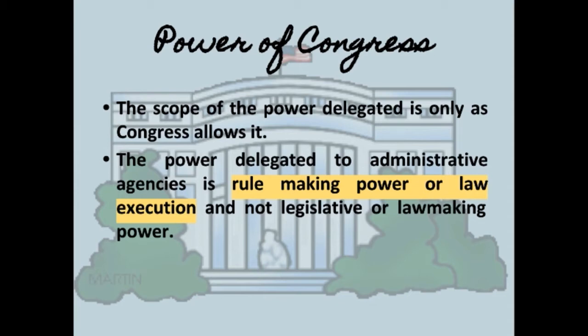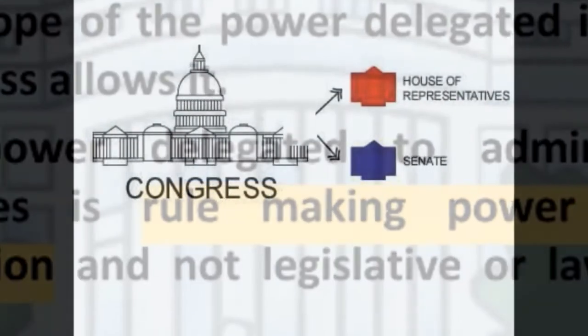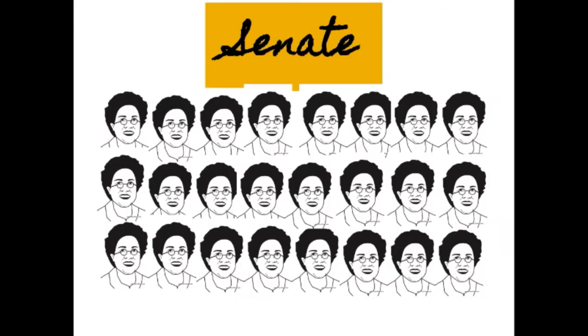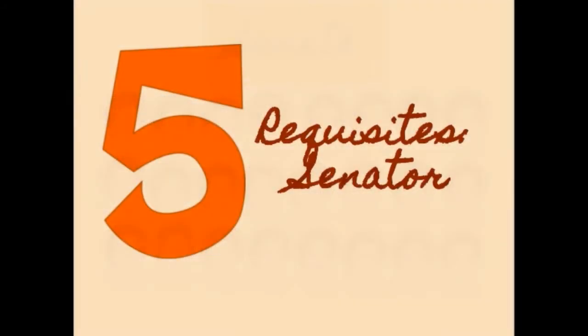Furthermore, what is delegated is not the lawmaking power per se, but rather the rule-making power or law execution. Earlier, we said that the Congress consists of the Senate and the House of Representatives. Let's discuss these two houses one by one, starting with the Senate. The Senate is composed of 24 senators, and to become a senator, there are 5 essential requisites.